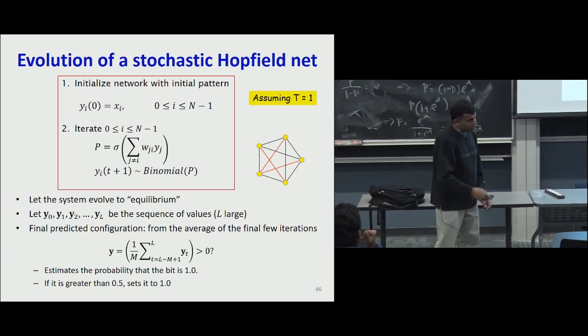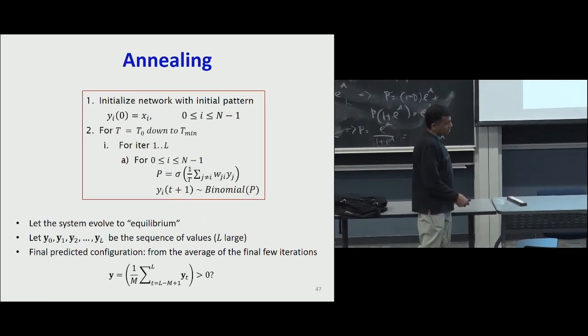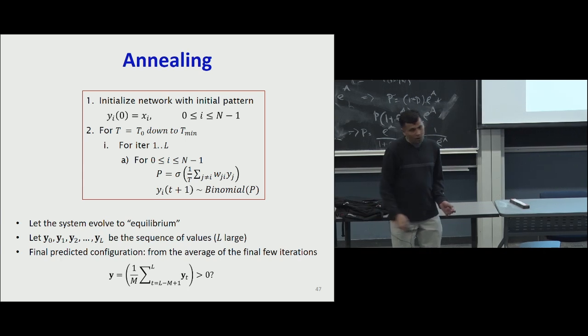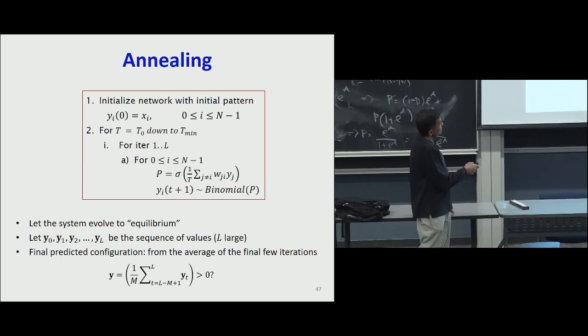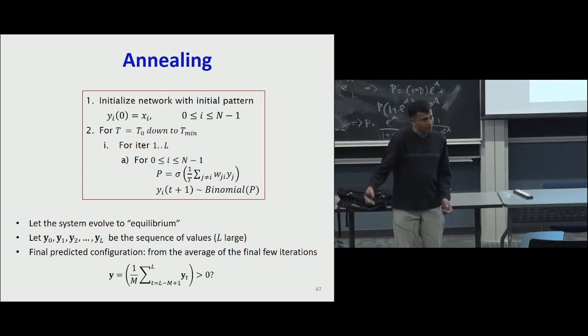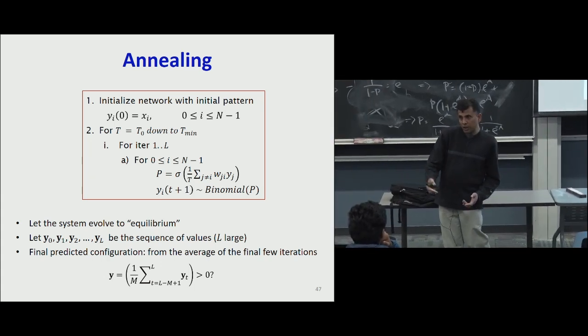To make sure that it actually gets a complete pattern that's also more likely overall, what you would want to do is to actually introduce this temperature term and repeat this process and let the temperature slowly go down to 0.